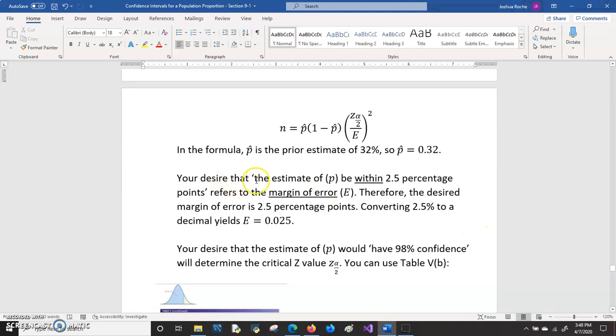In the problem, it also mentions that you desire your estimate to be within 2.5 percentage points. That statement refers to the margin of error. In other words, we want the margin of error to be 2.5 percentage points. Converting 2.5% to a decimal would give us E equal to 0.025. So there's the E in the formula. Our P hat is 0.32. The last thing that we'll need is this Z sub alpha over 2.